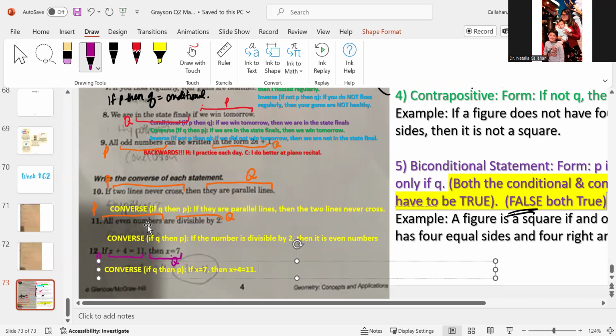What's the inverse of number 10? Read the inverse statement. If the two... they are not parallel. So inverse is if not P, then not Q, right? So if the two lines cross, because not never means it's now crossing, right? Then they are not parallel lines. Is that what you said? What is the inverse of number 11?